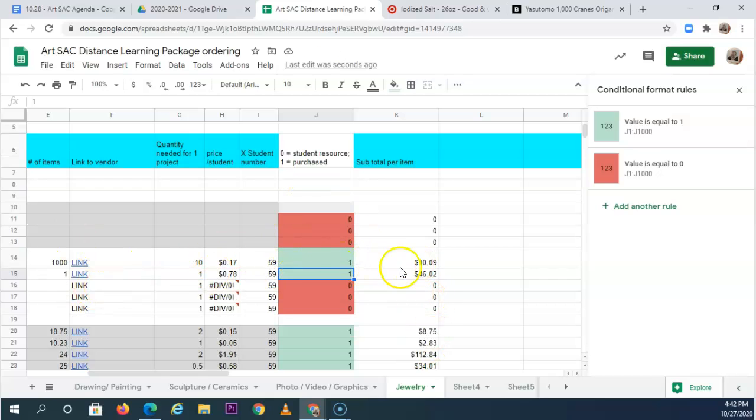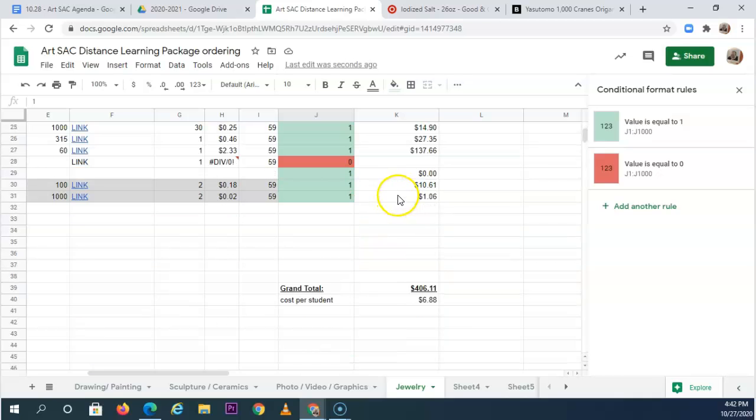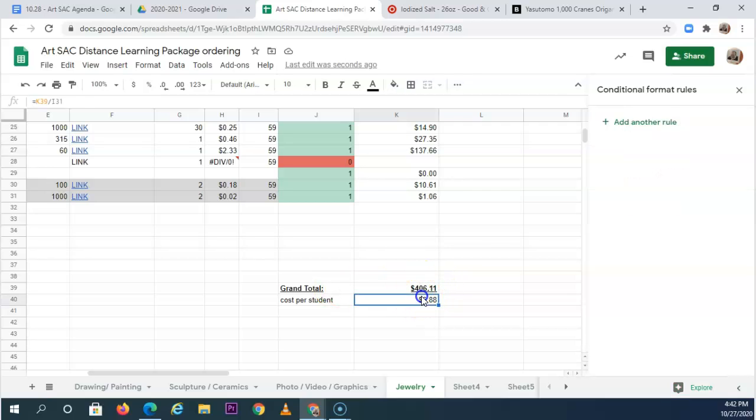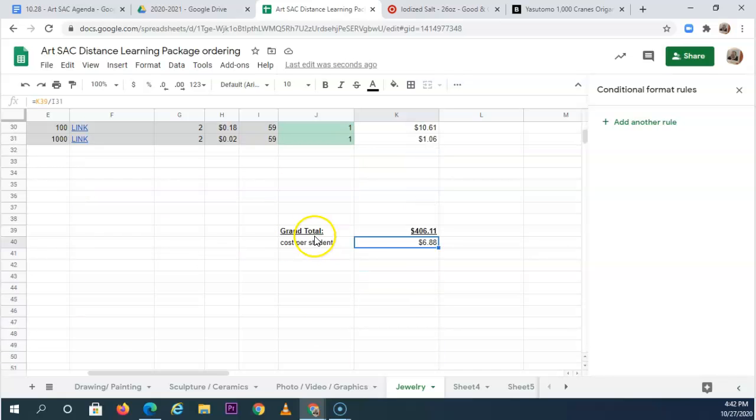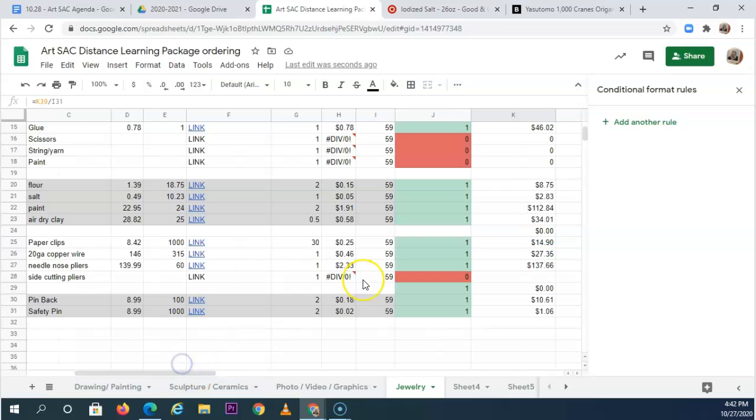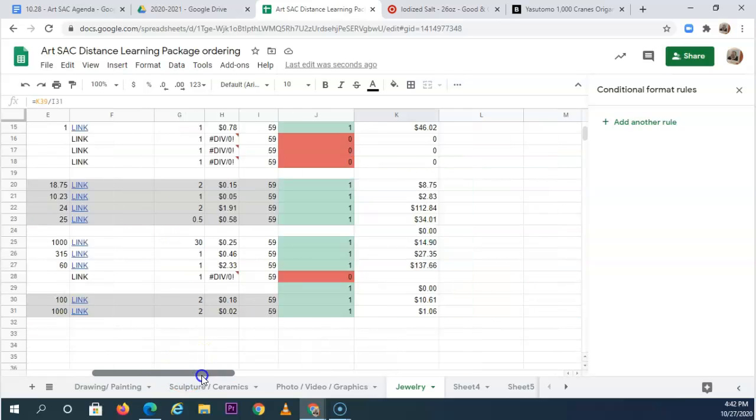Now you're going to go through all of your assignments, and you'll come up with a grand total. Now I did some cost. I divided this number by the number of students that we have in jewelry, and I found out that to give the students all of these supplies, it's going to cost the art department about $6.88 per student to do this. Now this is something that we'll be able to manage for this number of students, and it helps me along the way figure out what kind of materials and supplies are too expensive.